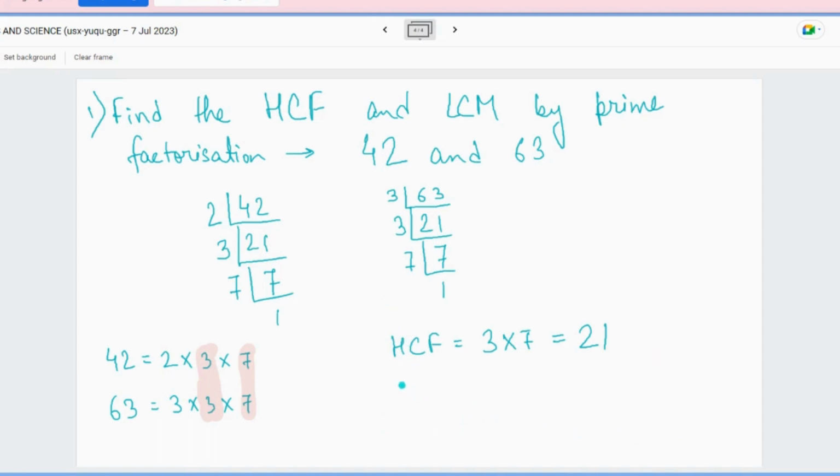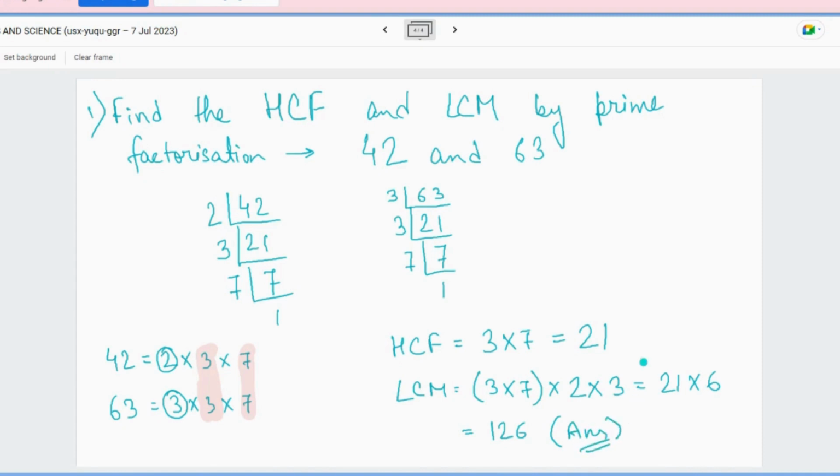Ebar calculate korbo LCM. LCM e dekh 3 multiplied by 7 to thakchei. Aro ki ki thakbe? Ei je baki duto pore ache na? 2 or 3? Correct. I will multiply these also. So 21 into 6. Yes, tell me 21 into 6 koto hoyeche? Correct. Very good. It is correct. Okay.